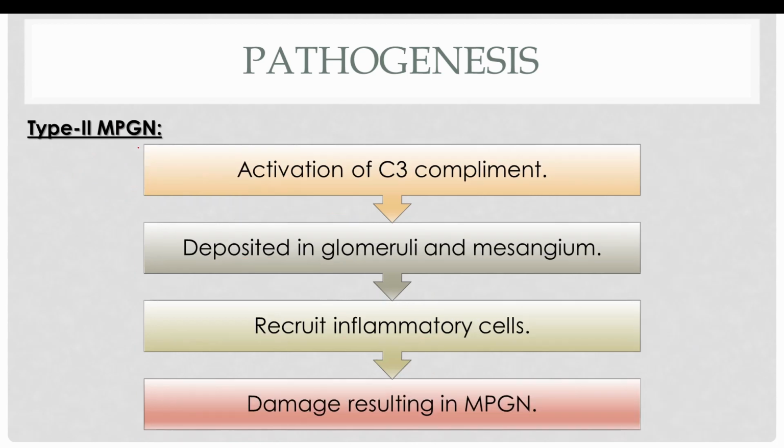So in type 2 membranoproliferative glomerulonephritis, there is complete absence of IgG or IgM antibodies. Rather, there is an activation of the C3 complement system which is deposited in the glomeruli and mesangium. The C3 complement in type 2 membranoproliferative glomerulonephritis is resistant to inactivation and hence recruits the inflammatory cells to the glomeruli, resulting in glomerulonephritis.